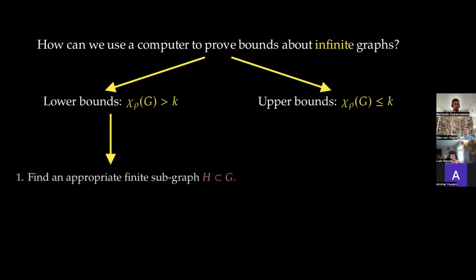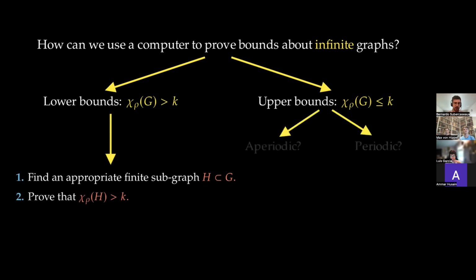So if you're going to prove that k colors are not enough with a computer, then probably what you want to do is the following. It's to find some finite subgraph H of G, and then prove that that finite subgraph cannot be colored with k colors, that k is not enough for that graph. And then the conclusion is that if it's not enough for the subgraph, then of course it's not going to be enough for the whole graph.